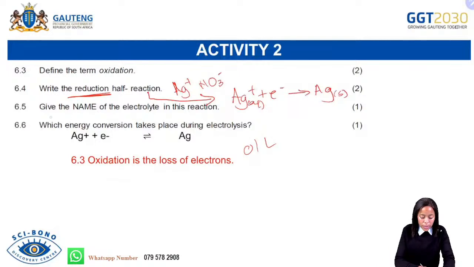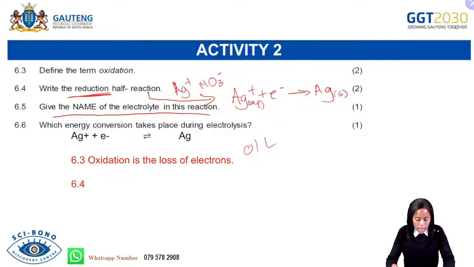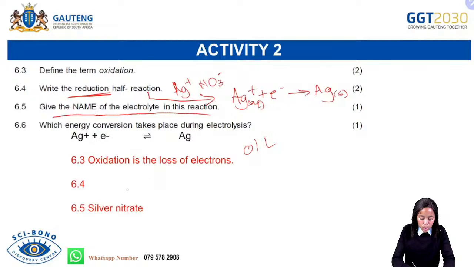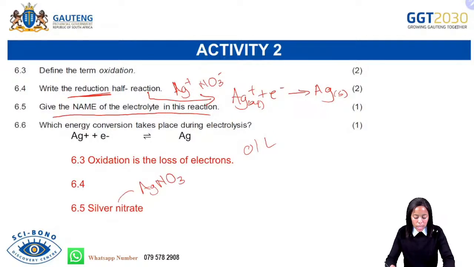And then 6.5 says give the name of the electrolyte in this reaction here. The electrolyte we had was AgNO3. So the first part is representing the silver, and the second part, which is the NO3, is representing the nitrate there.